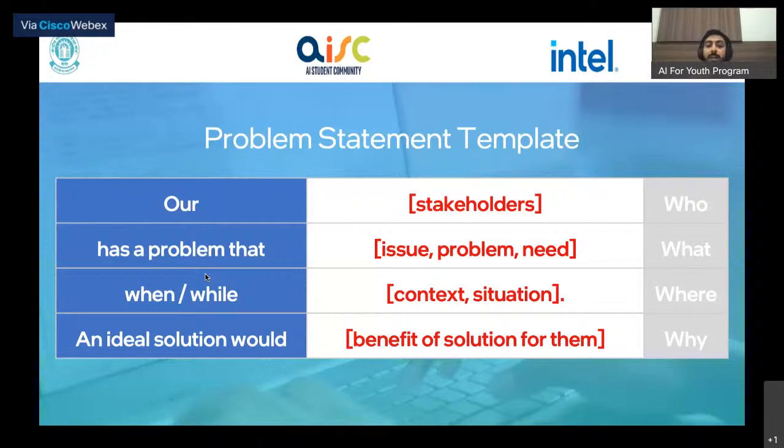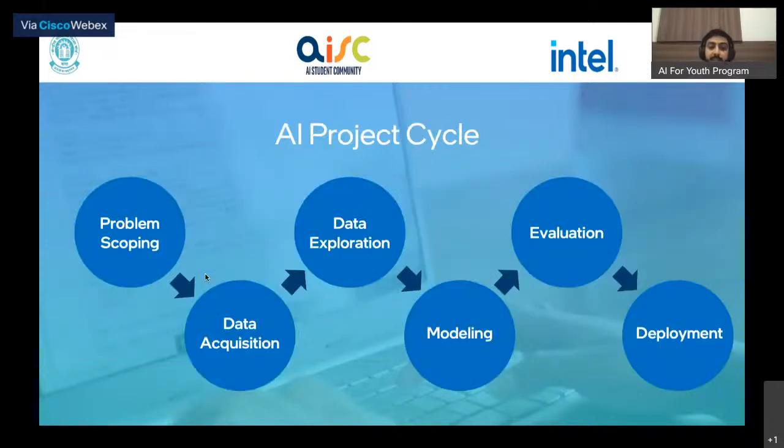So if you are ideating more than one idea, then for each idea, you will have a separate problem statement in that document. So I hope you've got a clear idea how to start with the problem scoping stage and how do you formulate your problem statement. Okay, so this was about the first stage, which is problem scoping. Now let's move ahead to the next stage, which is data acquisition.